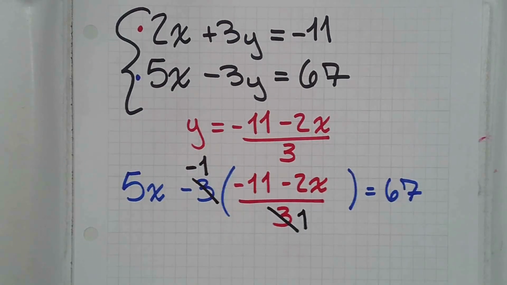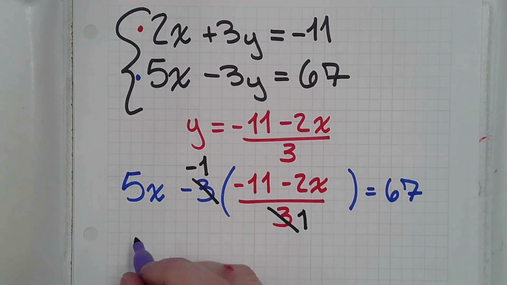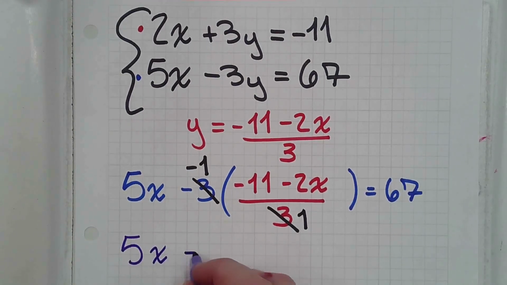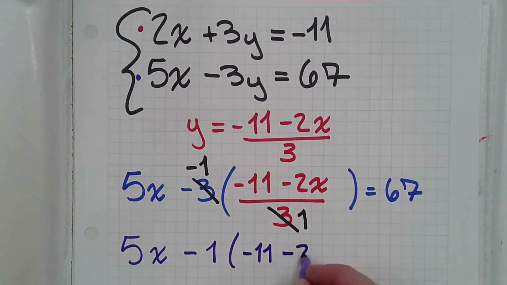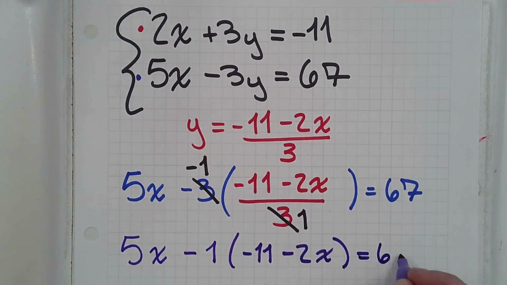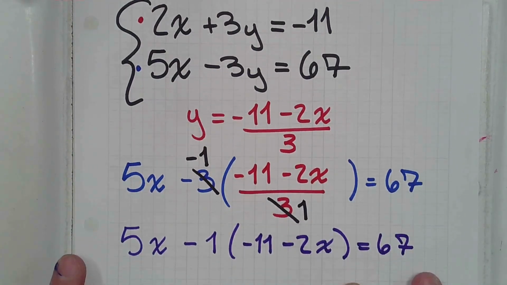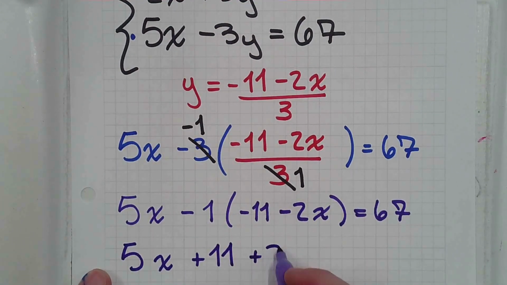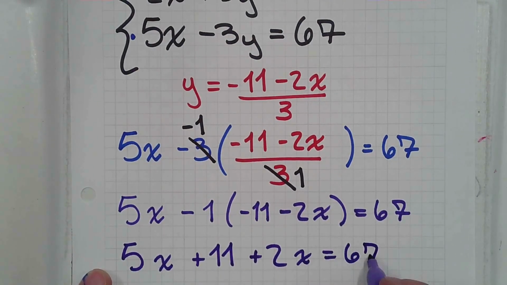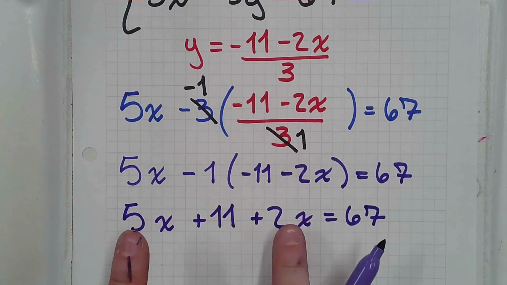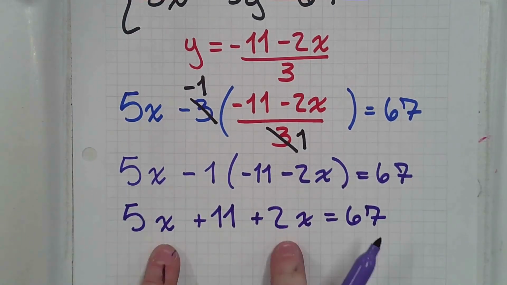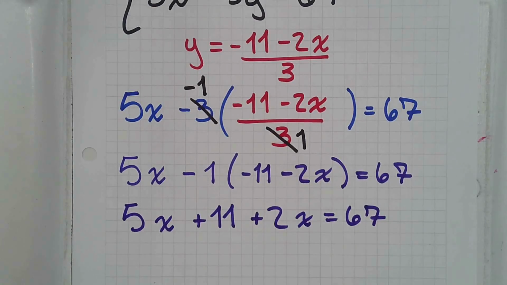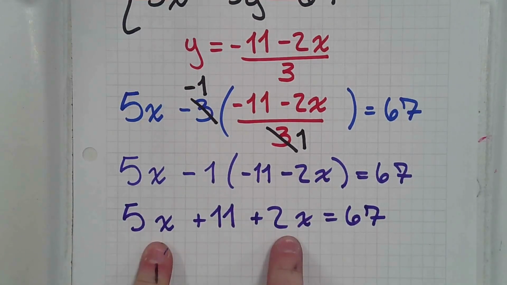So now when I do this, and I guess I'll do it in purple, I get 5x minus 1 times -11 minus 2x equals 67, because dividing by 1 doesn't do anything. So now when I distribute, I'll get 5x plus 11 plus 2x equals 67. A super common mistake is to subtract these because you're thinking, do the opposite or whatever, but we're not using a property of equality. They're already on the same side. So let's just put them together.